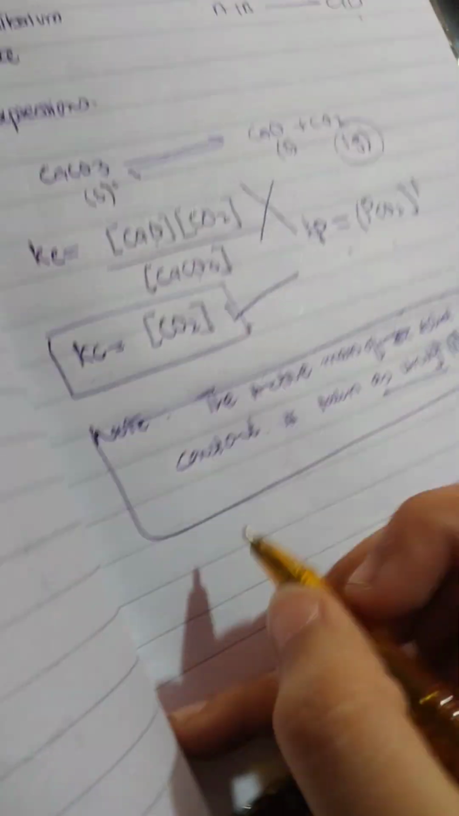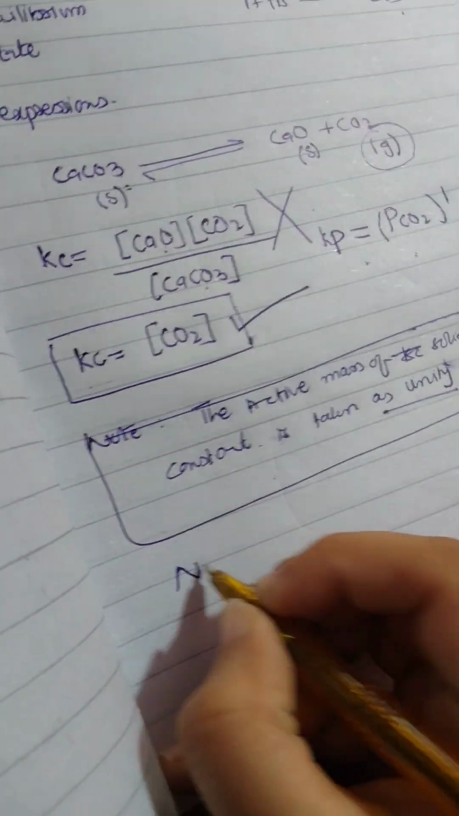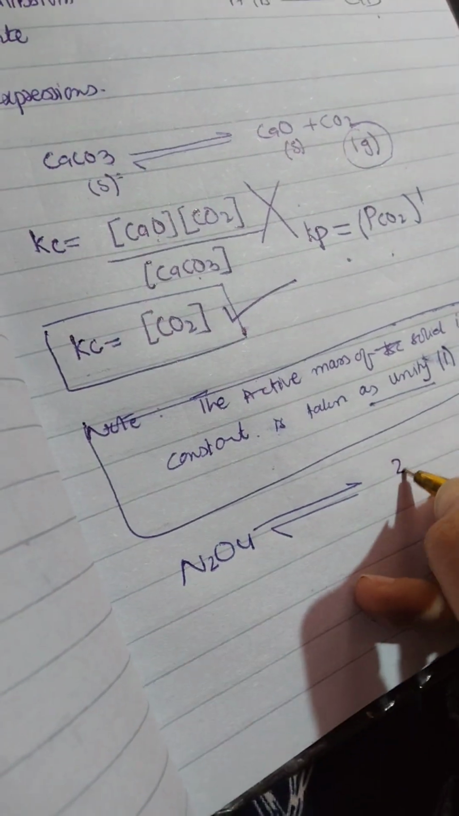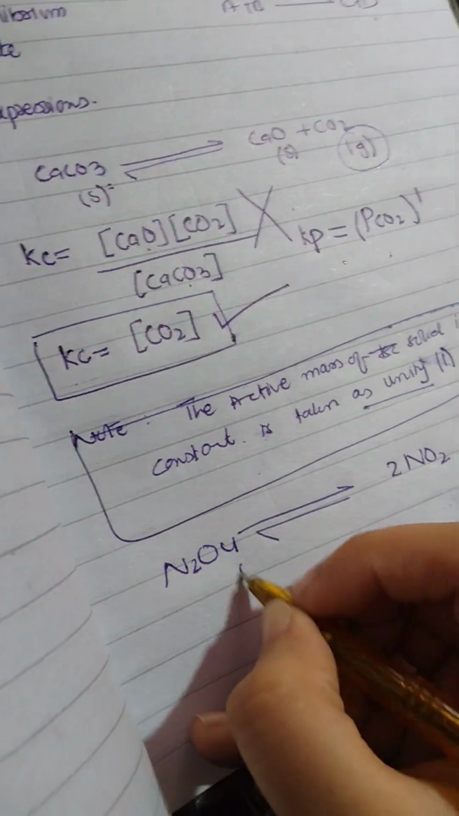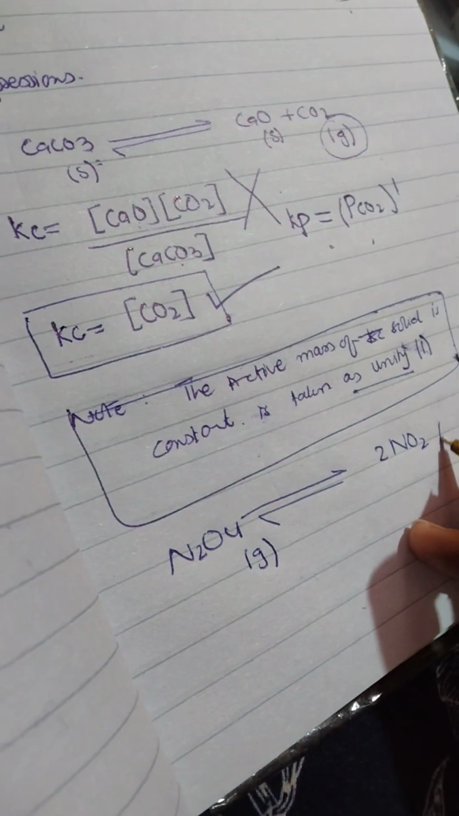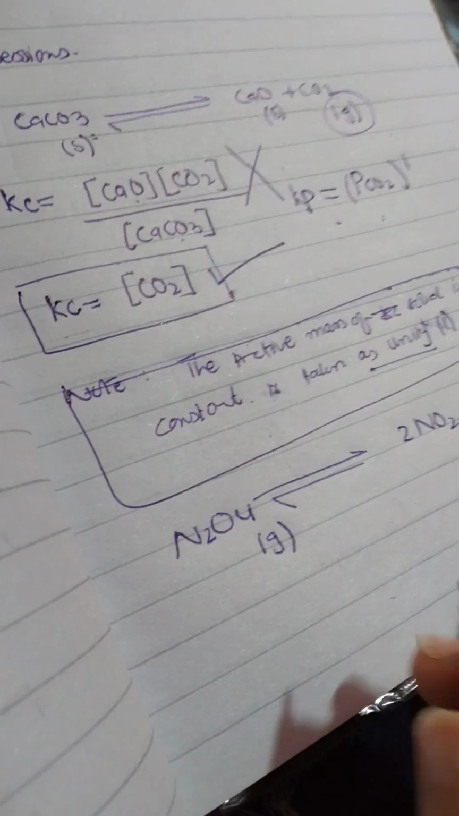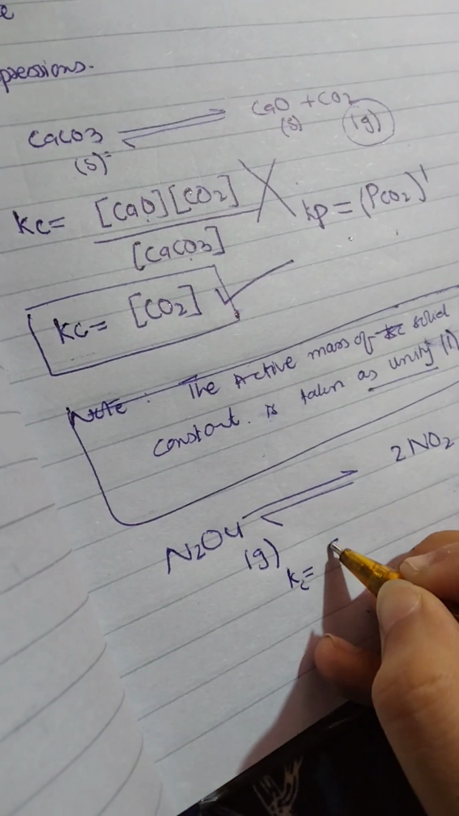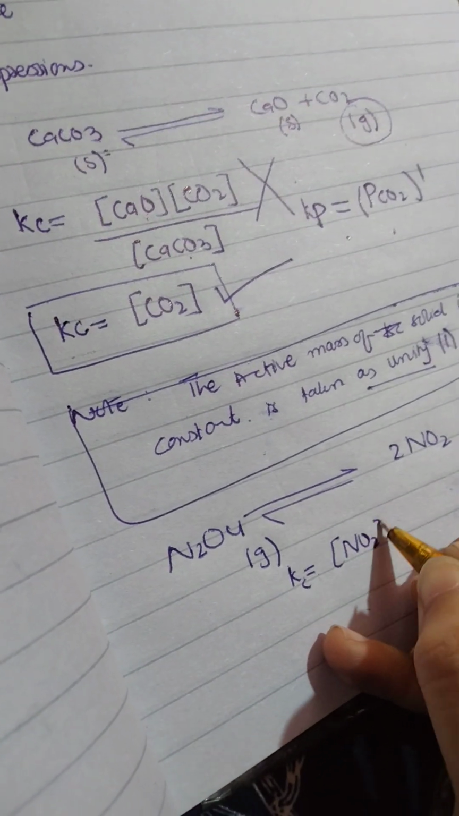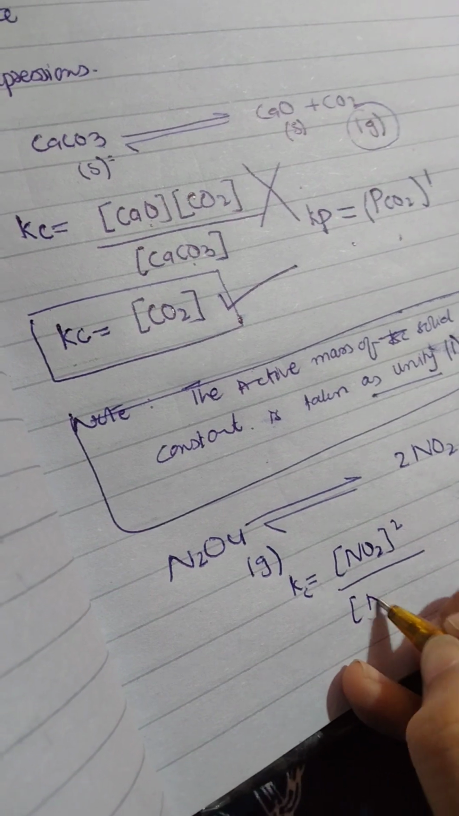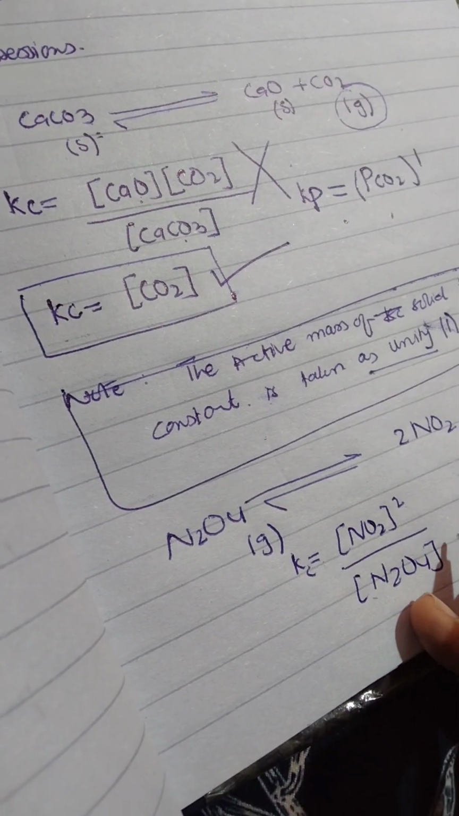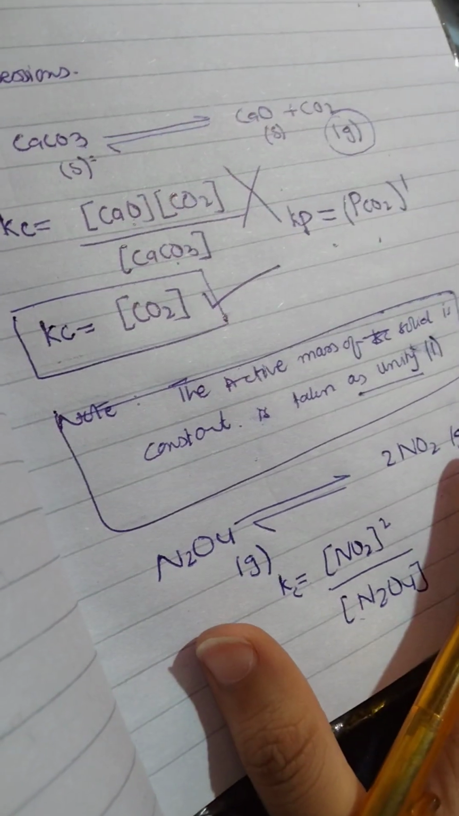Now consider a reaction N2O4 in equilibrium with 2NO2. This is in gaseous state and this is also in gaseous state. What will the Kc be over here? Kc is equal to NO2 squared upon N2O4. This will be the Kc.